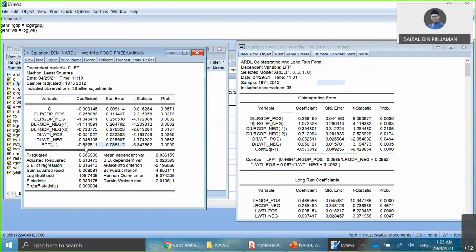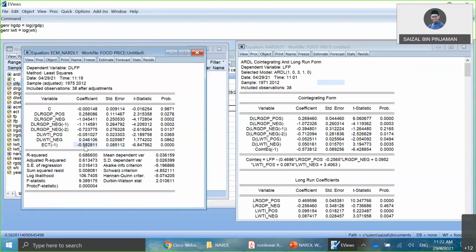When a short run shock occurs, this equilibrium will move back into the long run relationship at the rate of 58% per period. Since we're using yearly data, it will be corrected 58% in a year, and it will take 1.7 years for the model to move back into the long run equation or long run relationship. Yeah, if we refer to the bound test, we have a long run relationship between the dependent and the independent variables.